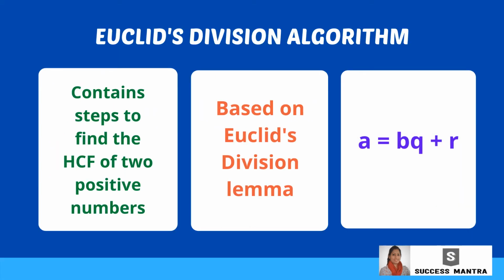Now let's see what Euclid's division algorithm is. We know that algorithms are a set or sequence of rules in order to find solutions to problems. So Euclid's division algorithm contains various steps in order to find the HCF of two positive numbers and is based on Euclid's division lemma. Because Euclid's division lemma is a proven statement, or it is the stepping stone to prove Euclid's division algorithm, and is based on the fact that a is equal to bq plus r. That is, dividend is equal to divisor into quotient plus remainder.